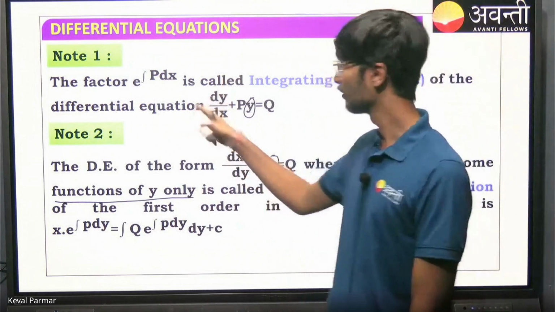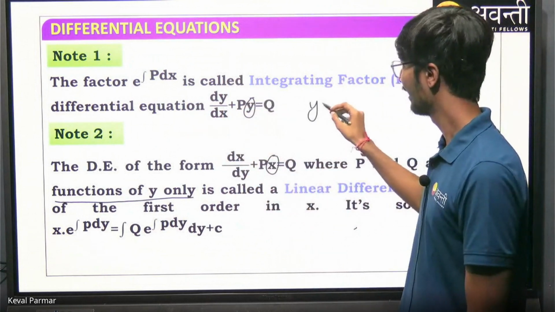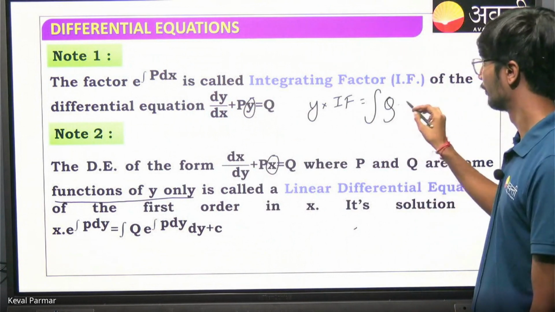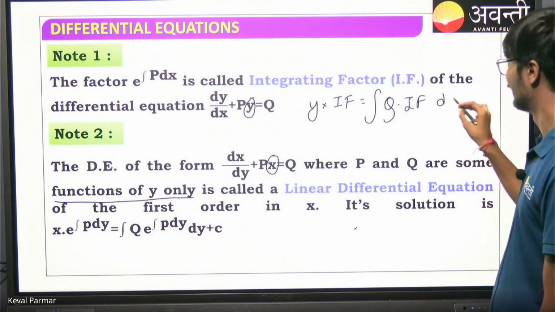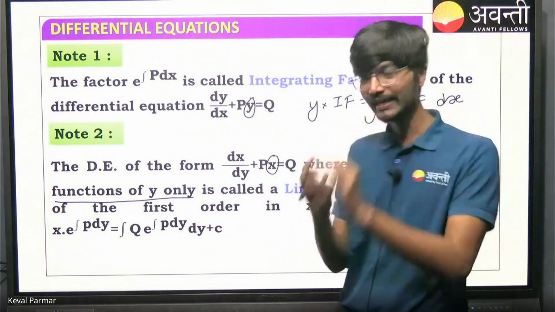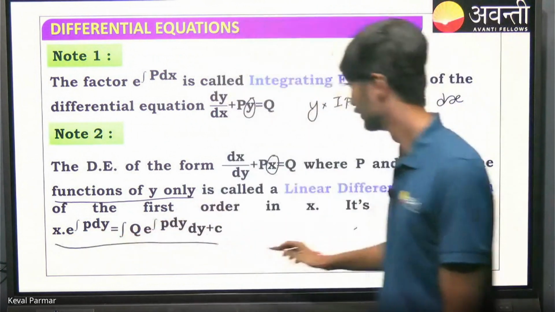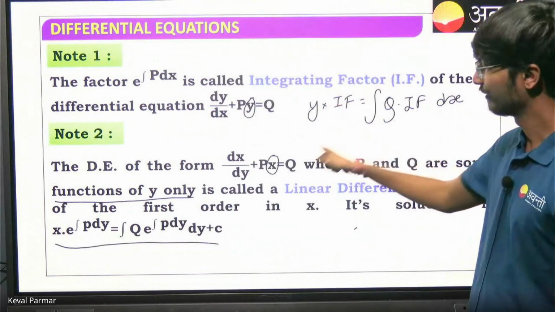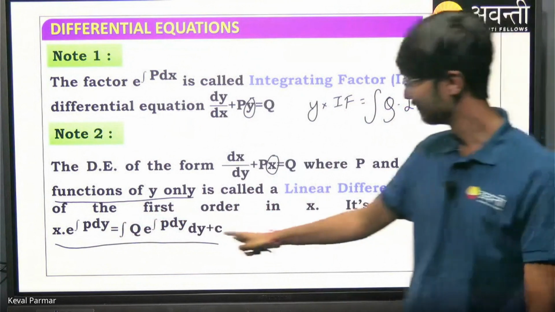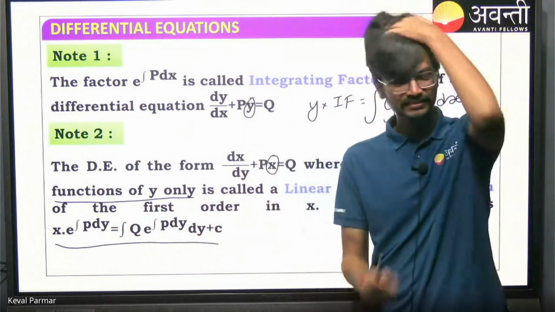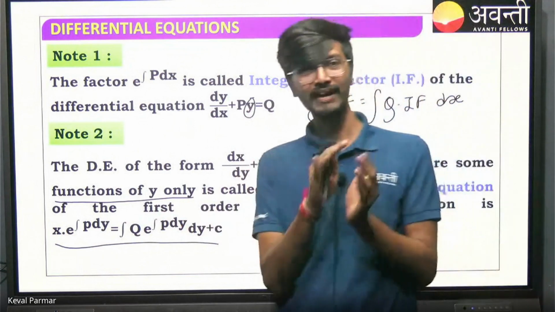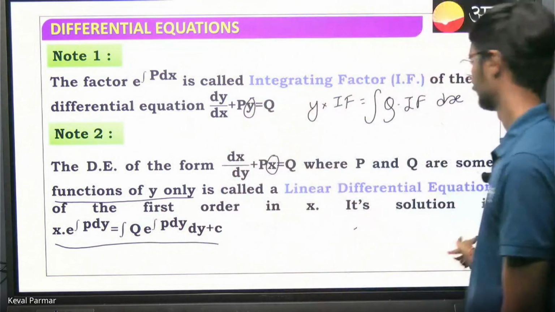So the solution of this, if you remember, was y into integrating factor is equals to integration of q into integrating factor dx. Now in this, just replace y by x. So we got this solution. See, x into integrating factor is equals to integration of q into integrating factor dy plus c. So the difference is this simple difference: just replace y with x. So we get the solution of this.